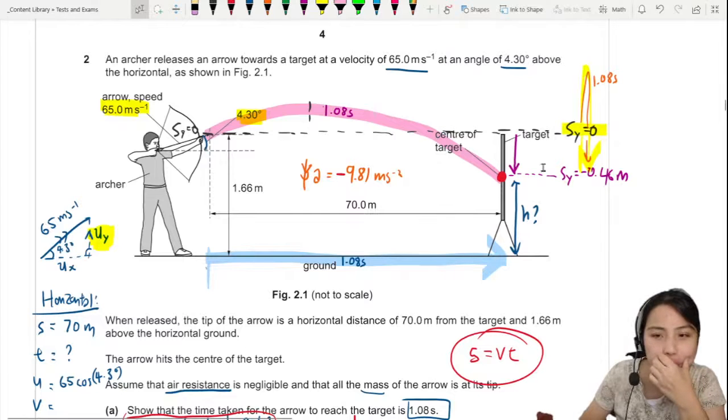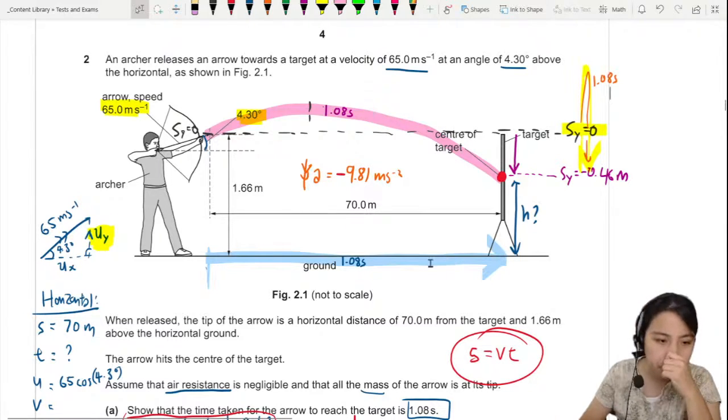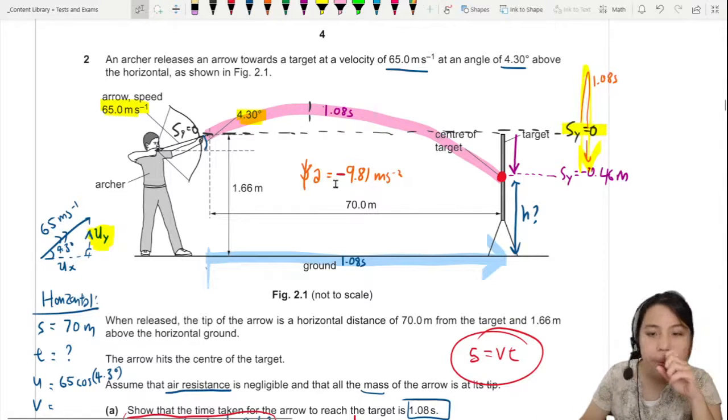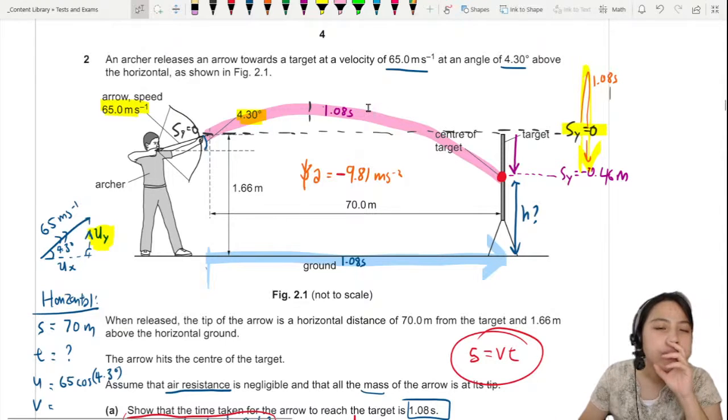So curve path, 1.08. Go up and come down to a position below, 1.08. Time taken to travel from left all the way to the right, also 1.08. Okay, any questions so far on this one? Can we divide the time by half? I hesitate to say that because it may not be symmetrical.